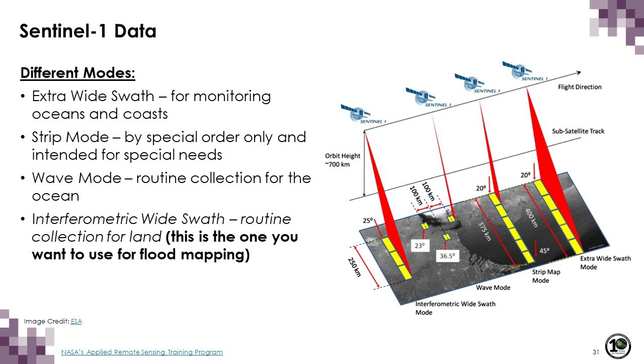Sentinel-1 has different modes of operation. There's the extra wide swath mode, which is for monitoring oceans and coasts. There is the strip mode, which is by special order only, and it's intended for special needs like disasters. There's the wave mode, which is routine collection for the ocean. And then there's the interferometric wide swath mode, which is the routine collection for land. This is the one you want to use for flood mapping.